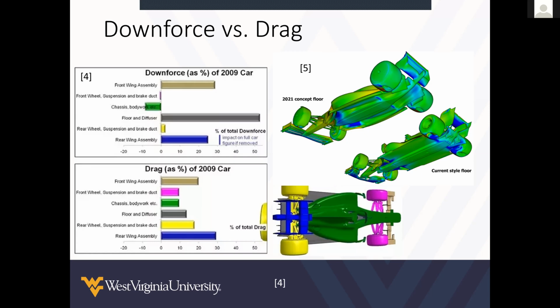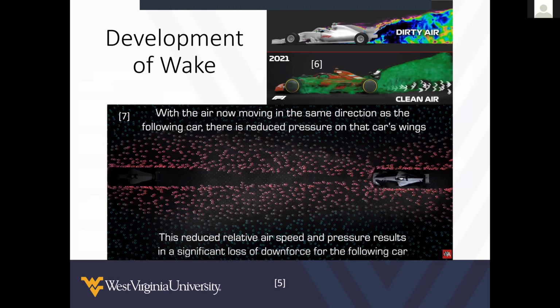So again, like I said, moving into next year's rule changes, they're trying to reduce the drag that the wheels have on the car itself. So this is showing kind of a development of the wake. So the top right picture is showing the current car and then the next generation car. So the bottom section, they're trying to clean up the air down here.